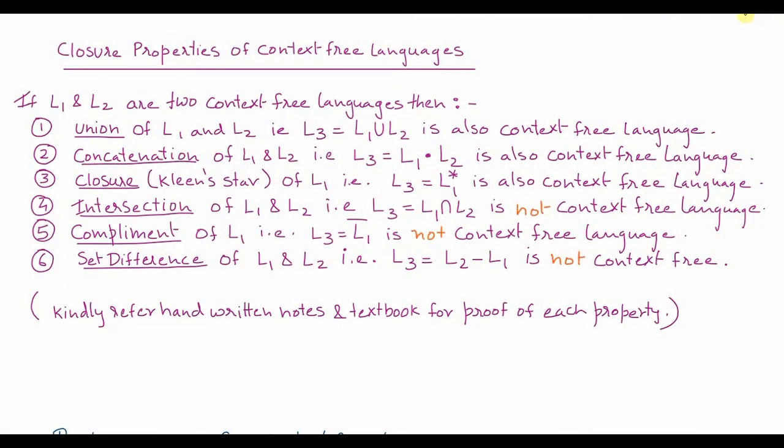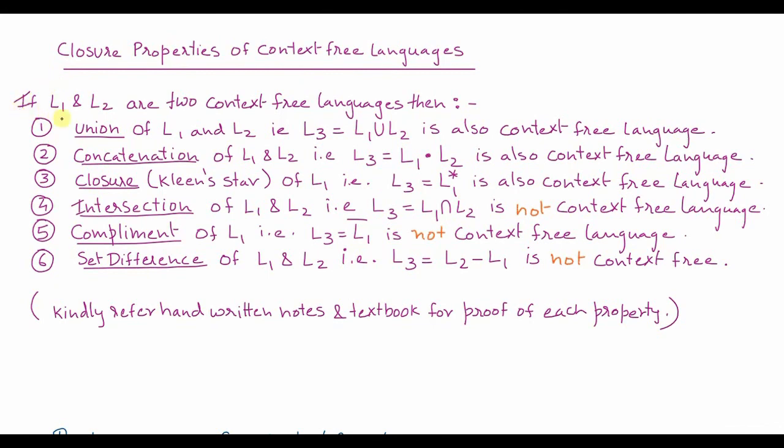This is the last lecture of Unit 3, in which we are going to discuss whatever things are remaining. There is a concept called closure properties of context-free languages that we are going to discuss. There are in fact 6 closure properties that are listed here.